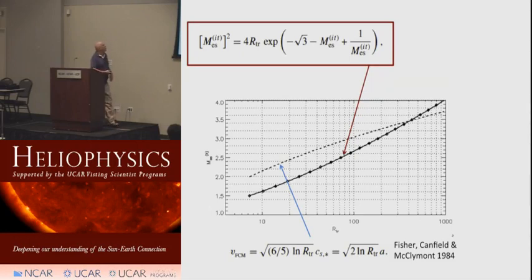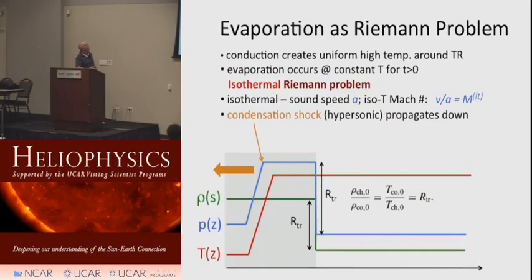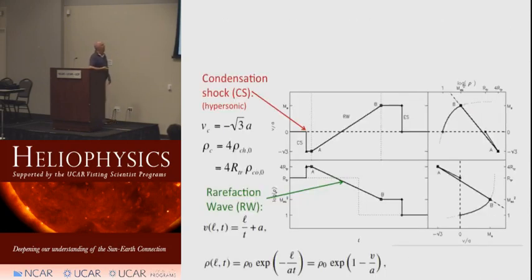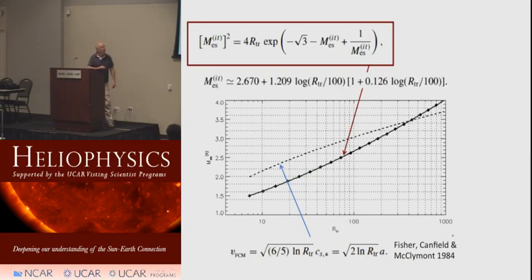R is the ratio of the density ratio that we started with. And it's the only number really in this problem, this ratio. And so we really know the chromosphere is about 100 to 1. So we do know the Mach numbers are probably going to be about 2.5.